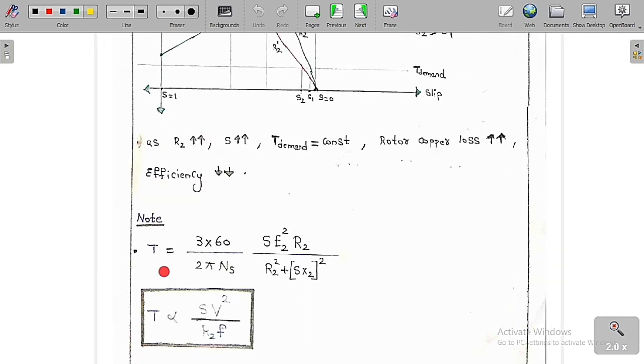Now the general expression of torque is T = (3 × 60 / 2πNs) × S·E2²·R2 / (R2² + (S·X2)²).